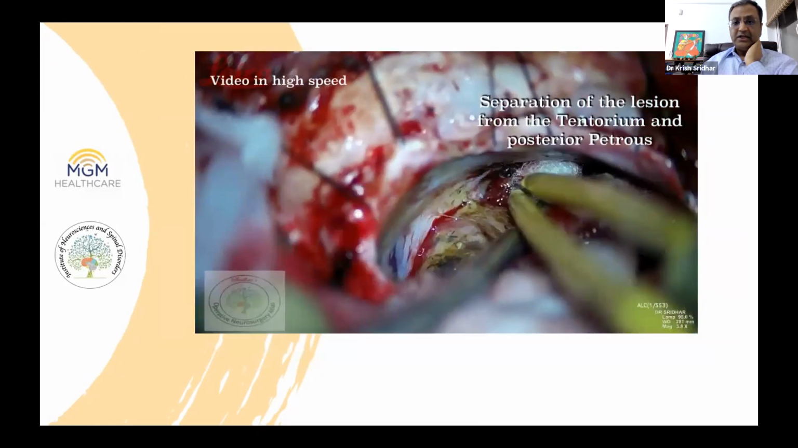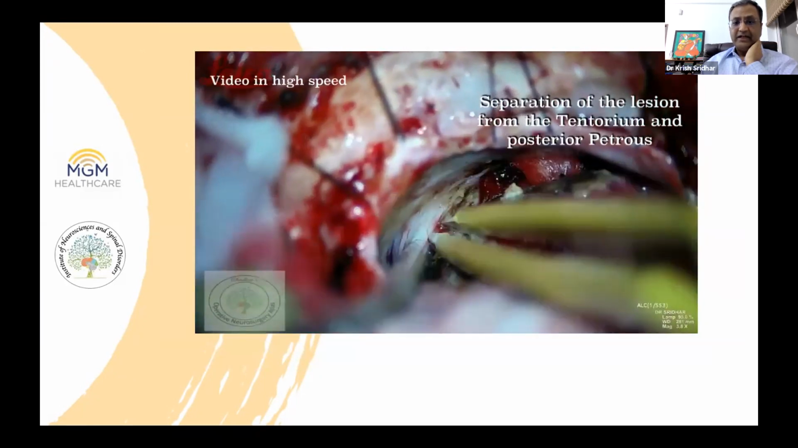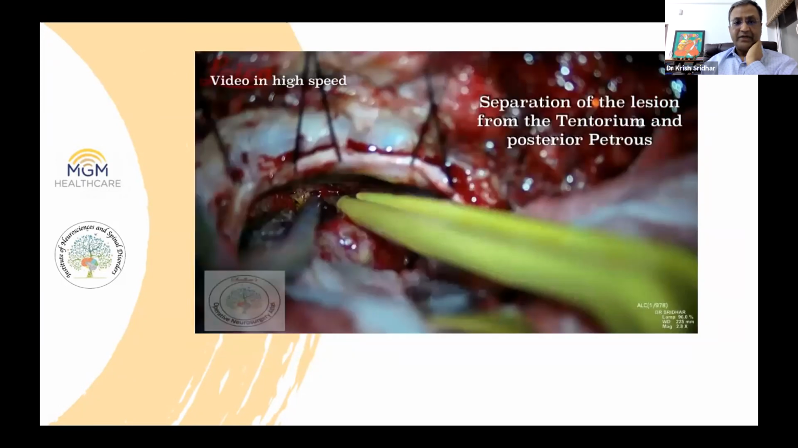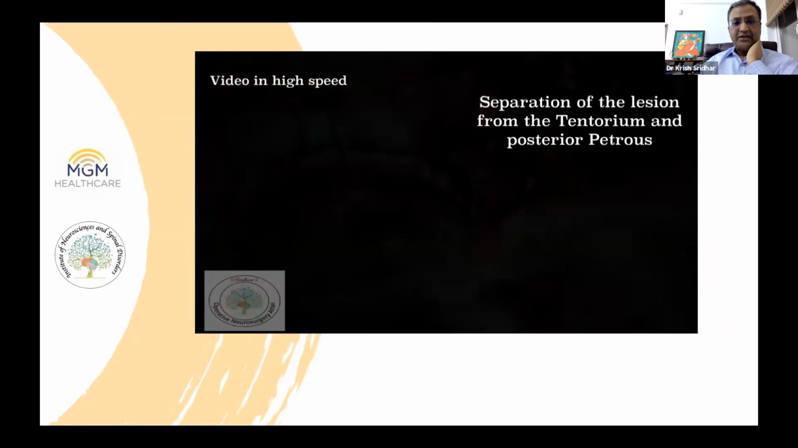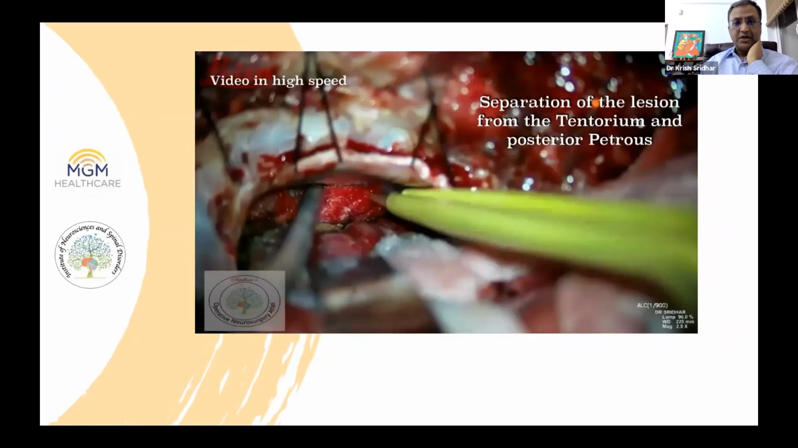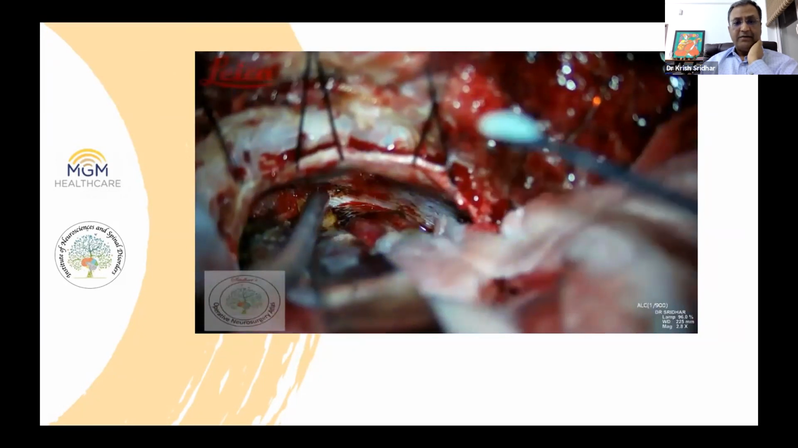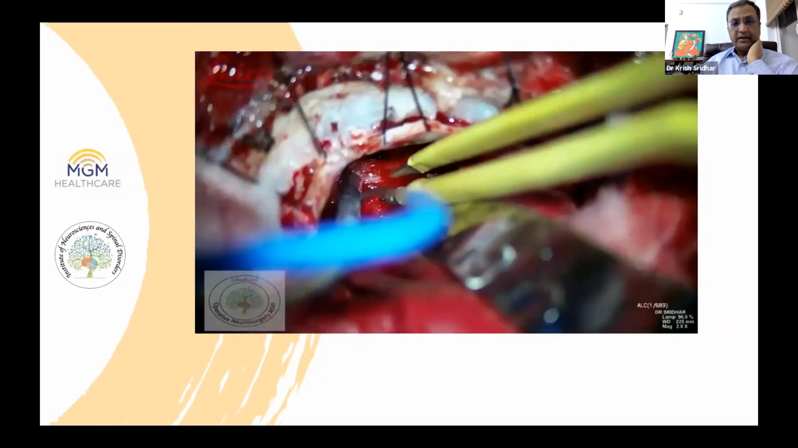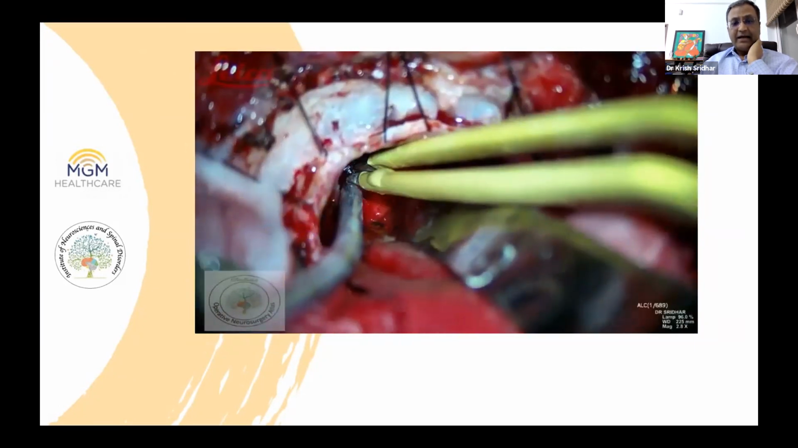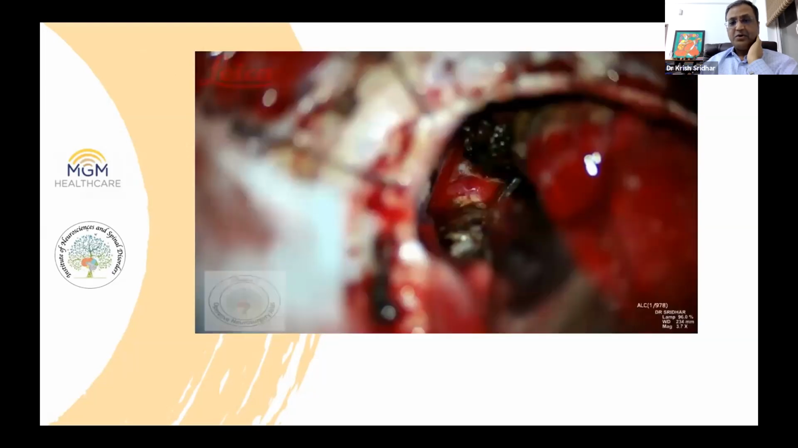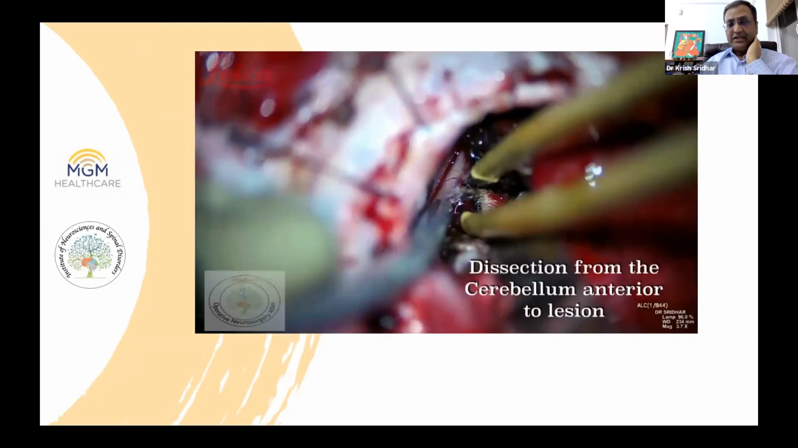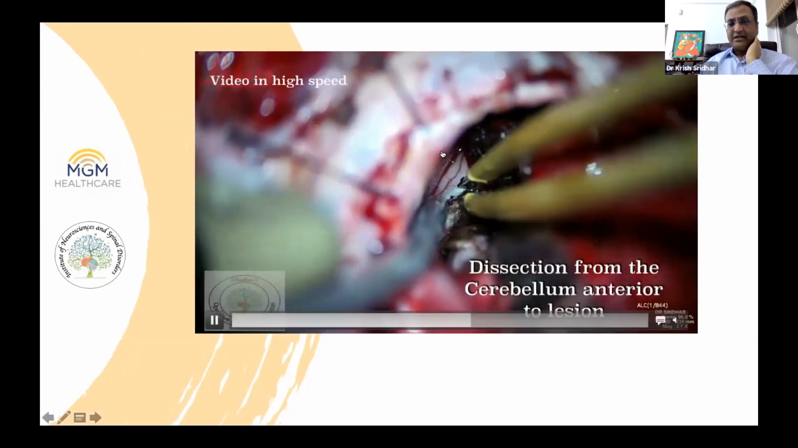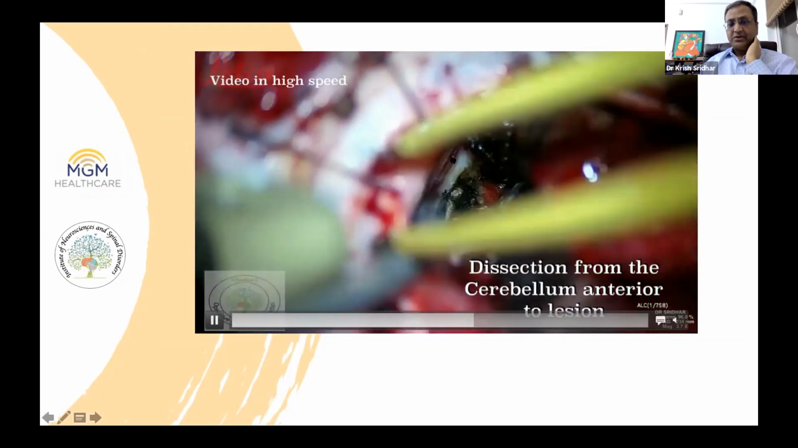So slowly the lesion is separated. The feeders from the dura and from the posterior petrous are removed. There was a venous channel which went right into the bone, which was then controlled using a bit of bone wax. And the best thing in hemangioblastomas, as you go around, is that you can put the retractor actually on the hemangioblastoma. And here you can see the vessel coming from the anterior cerebellum into the lesion. So that is also coagulated and removed.